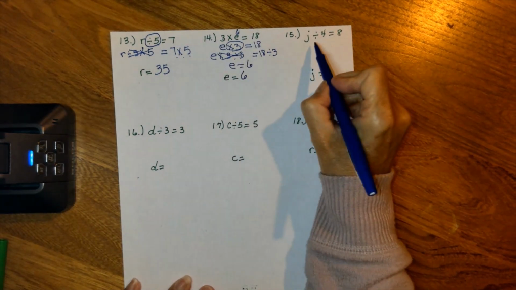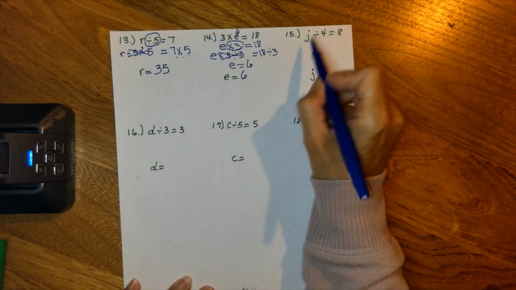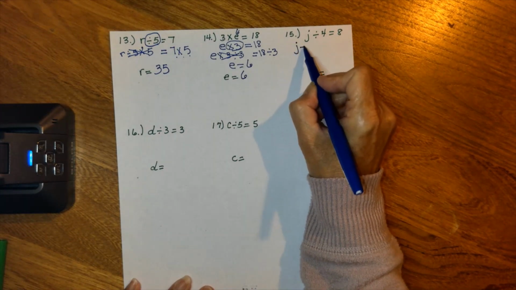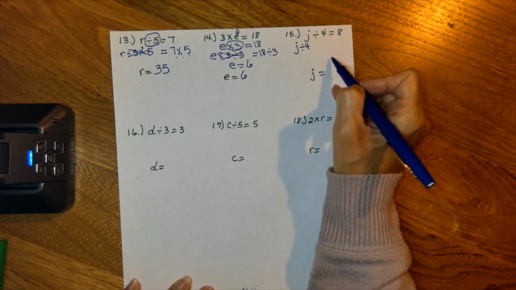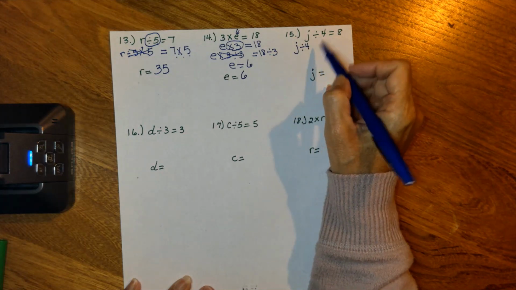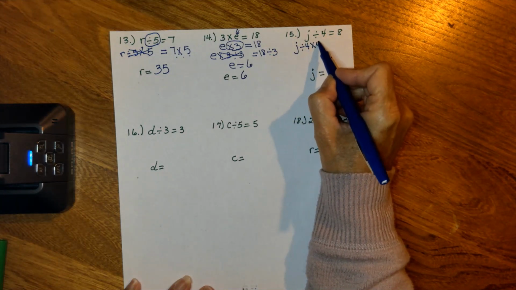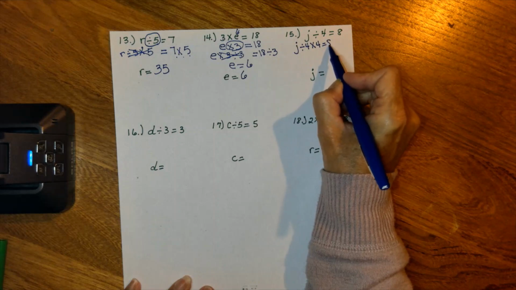And the last one, J divided by 4 equals 8. Okay, so keep your J divided by 4. Do the inverse. What's the inverse of 4? Multiplying by 4. We already have 8 on this side.